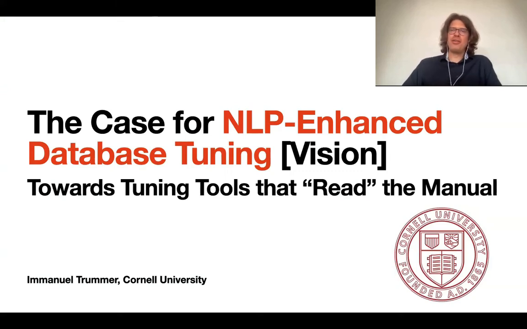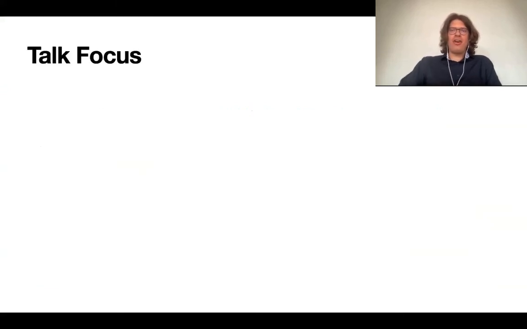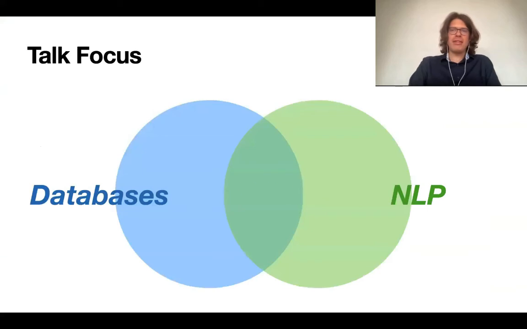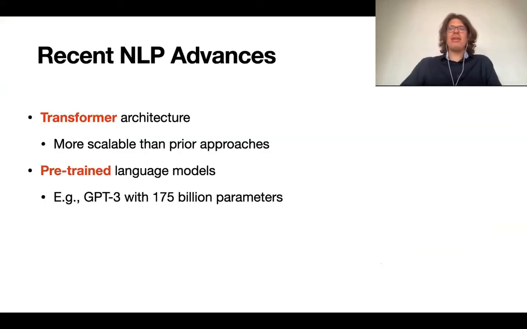I'm from Cornell University. And in this talk, I'm going to discuss topics at the intersection between databases and natural language processing. In the area of natural language processing, there have been several exciting advances over the past couple of years. In particular, we have seen the transformer, which is a neural network architecture that has several advantages over prior approaches for text generation and analysis.